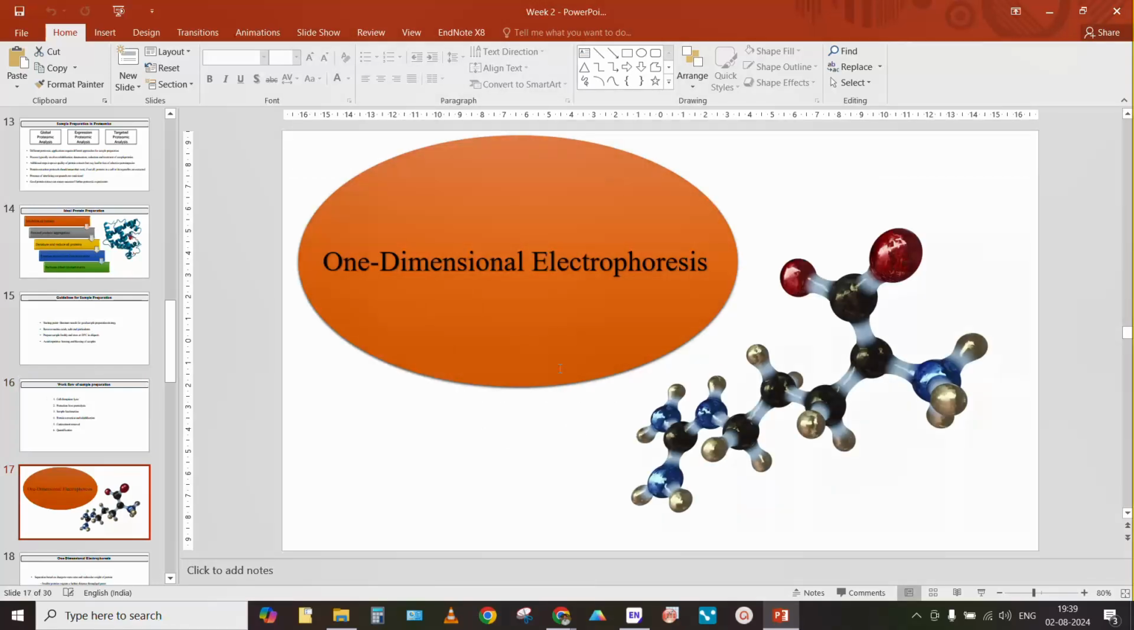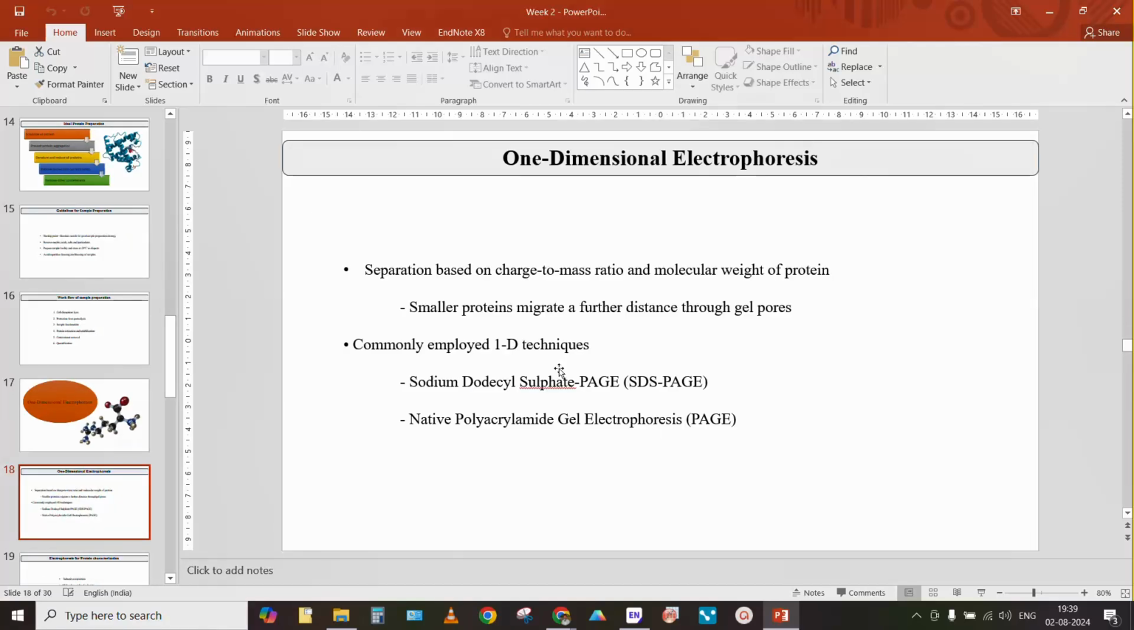So the next topic is one-dimensional electrophoresis. In one-dimensional electrophoresis, the separation is based on the charge to mass ratio and the molecular weight of the protein. Therefore, on a given gel, the smaller proteins in the electric field will move further down, and the higher molecular weight proteins remain on the top.